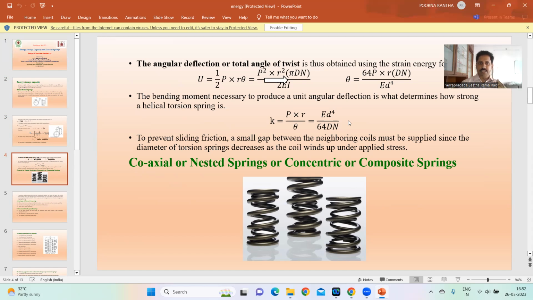To prevent sliding friction, a small gap is provided between the coils, since the diameter of the torsion spring decreases as the coil winds up under applied stress.